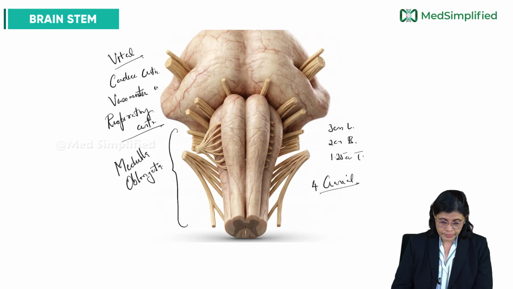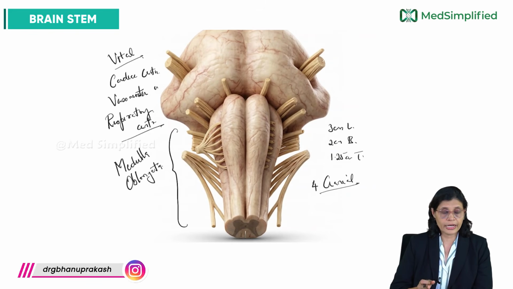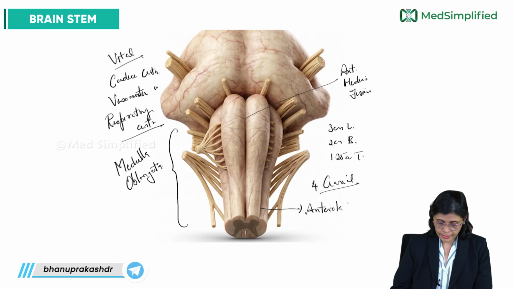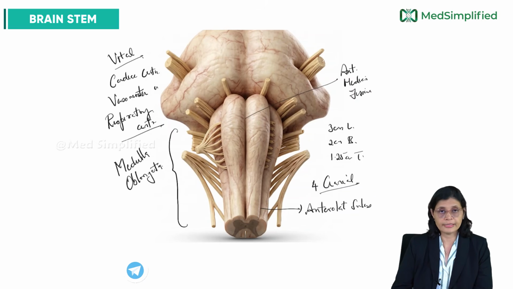So in the midline, okay, we see the anterior median fissure. So the same fissure like how we see in the spinal cord, the same thing continues. Okay, so this is the anterior median fissure. And on this side, we see the anterolateral sulcus. Okay, this is the anterolateral sulcus.